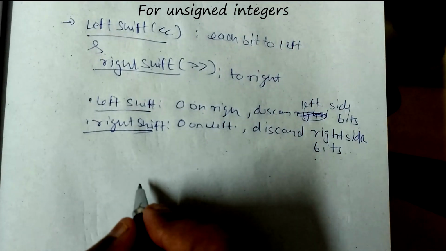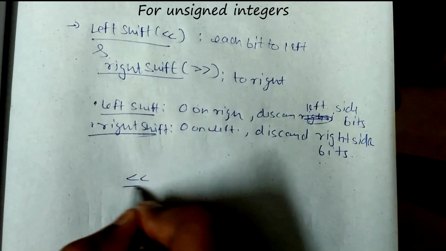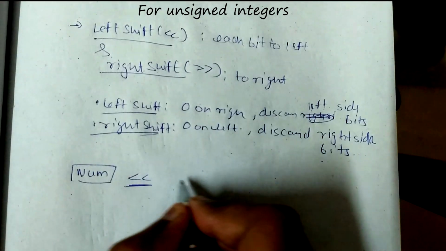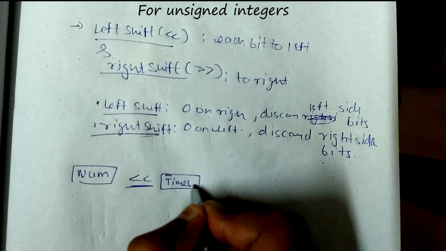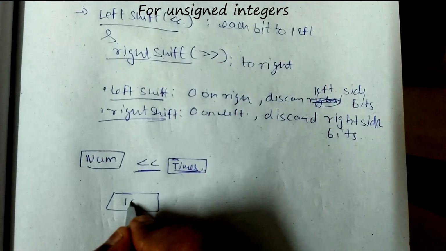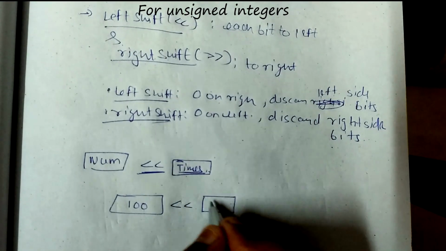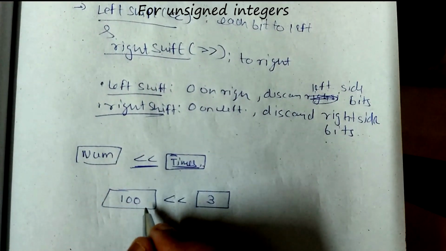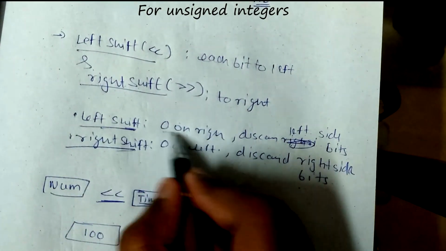Now let's take a quick example of this. First we take the example of the left shift operator. Here we put the number, and here we put how many times we are performing the operation. Suppose we have 4 here, and we do this 3. This means do the left shift 3 times. In the left shift we add 0 on the right.